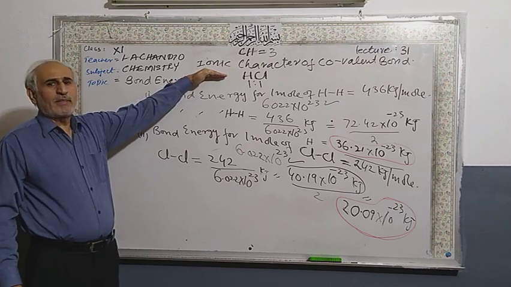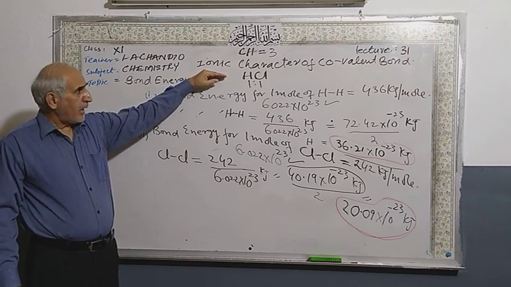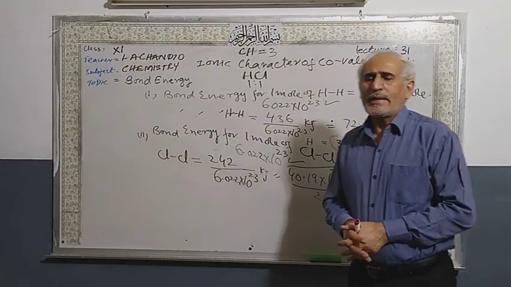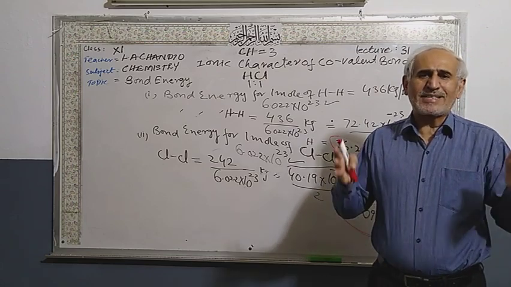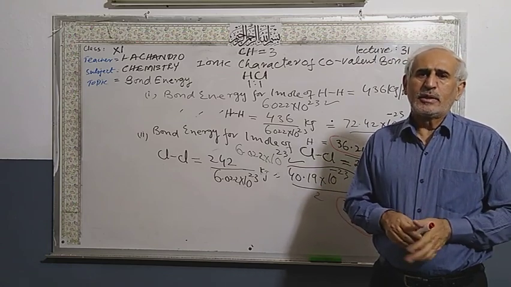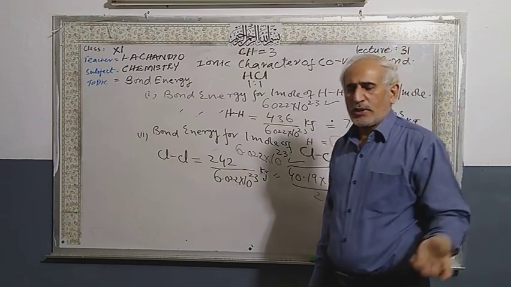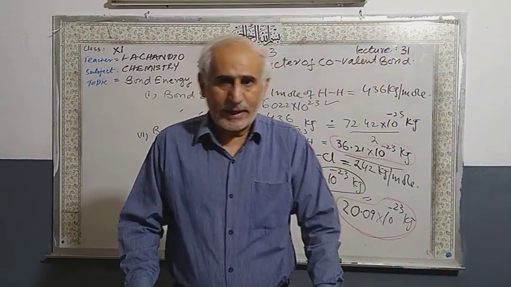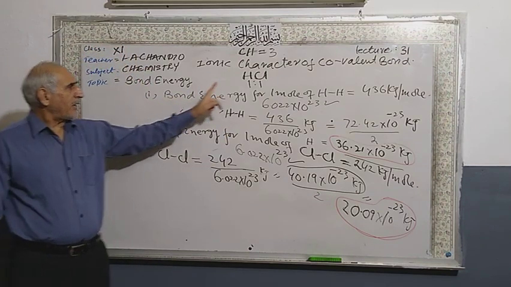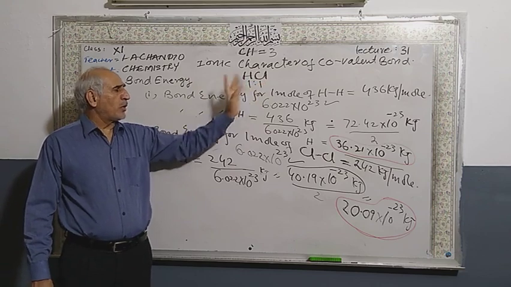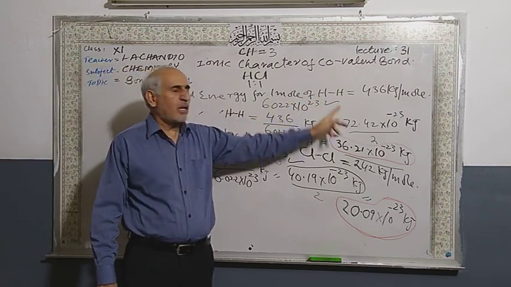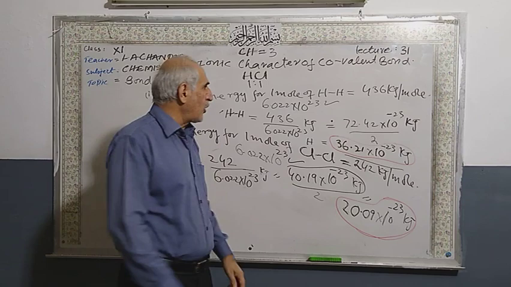We are confirming that between hydrogen and chlorine there is a polarity, a polar covalent bond is established, and it has some ionic character. Means hydrogen bears a partial positive charge and chlorine bears a partial negative charge. That's why I am explaining this by calculation, with hydrogen and chlorine in a 1:1 ratio.